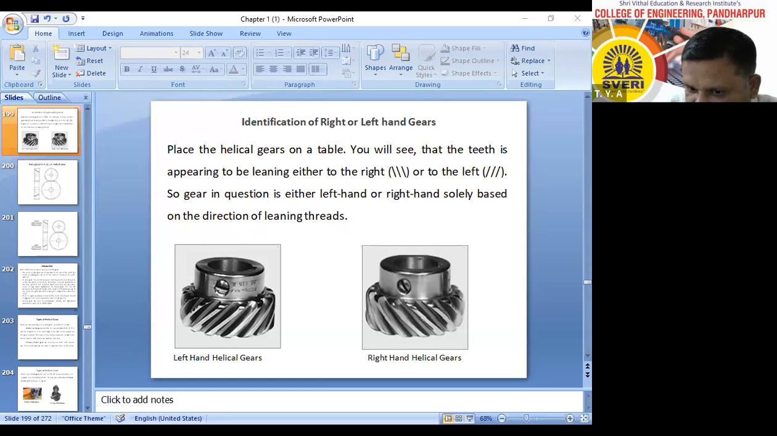If I extend these teeth, you just see, they are going to intersect towards right hand side. That's why this gear is known as right hand helical gear. Now this is left hand helical gear. See that teeth are like this, inclined towards left. I will draw here the same type of figure as the right hand one.